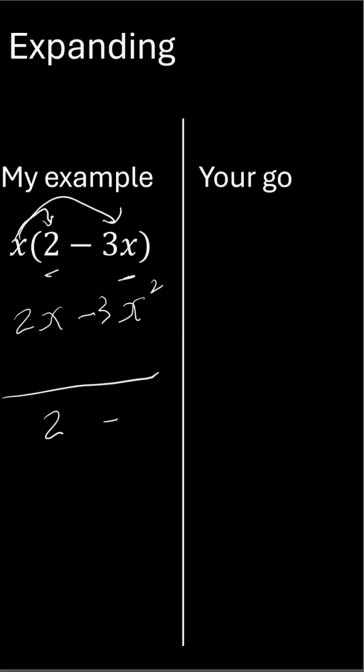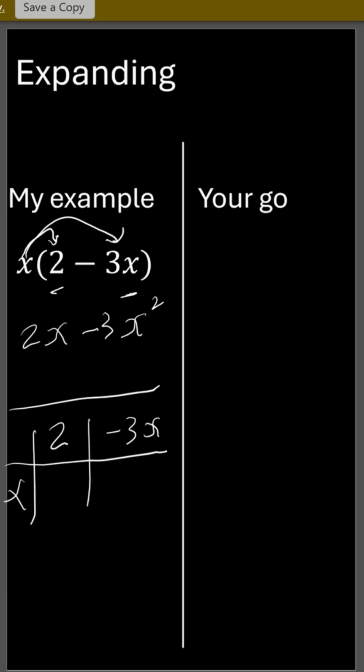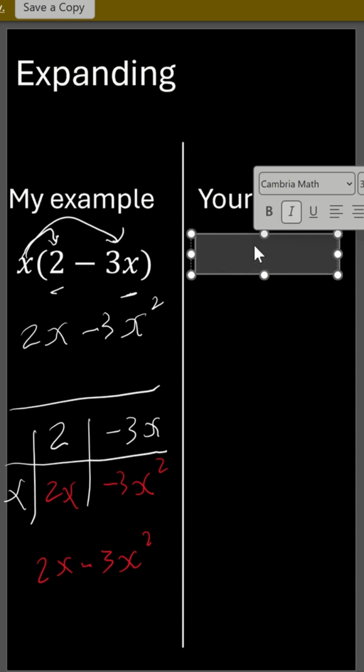Okay, so 2 here and minus 3x here, and then I'll put x here. It's called the grid method, and then I will start multiplying. I'll use a different color pen so I don't get confused. x multiplied by 2 is 2x, and x multiplied by minus 3x is minus 3x squared, and my answer is 2x minus 3x squared. Choose whichever method you like, and this is your time to practice.